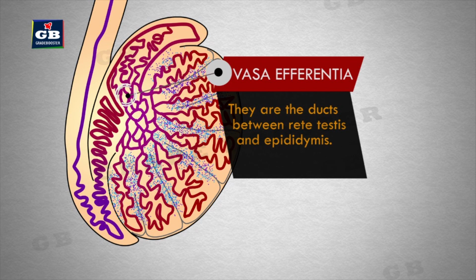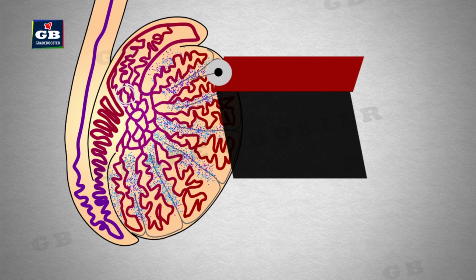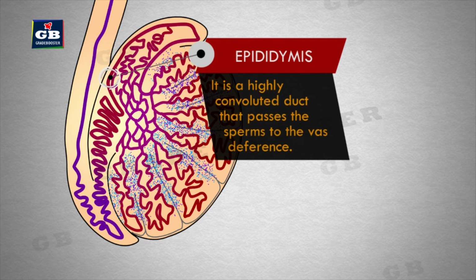Vasa efferentia. They are the ducts between the rete testis and epididymis. Epididymis. It's a highly convoluted duct that passes the sperms to the vas deferens.